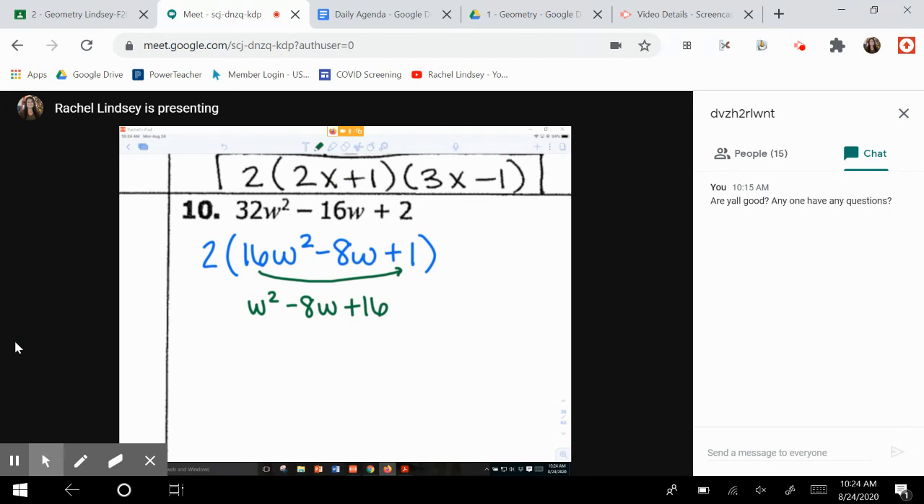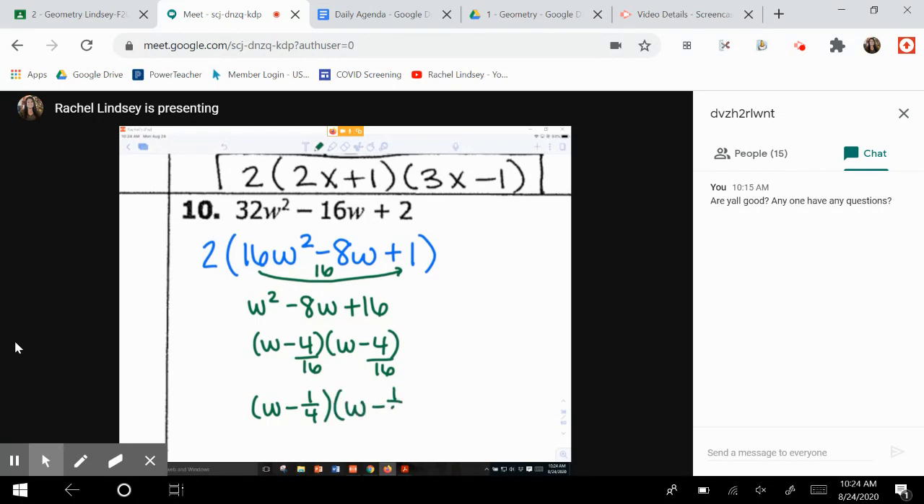What two numbers multiply to give you positive 16 and add to give you a negative 8? 4 and 4. Are they positive or negative? Negative. So w minus 4, w minus 4. And then what do I need to divide those by? Divide them by the 16. So what does 4 over 16 reduce to? 1/4. So I have w minus 1/4 times w minus 1/4.